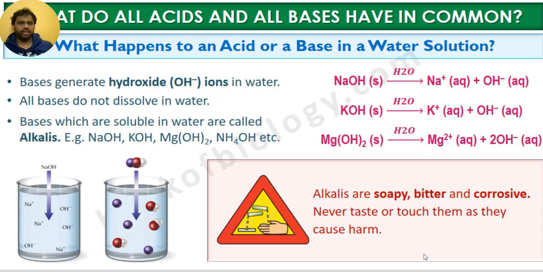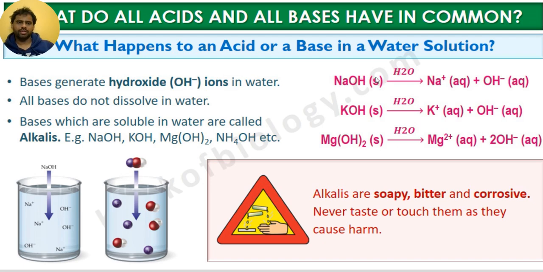Okay, so what happens to an acid or base in water solution? Bases, what will bases generate? Bases will generate hydroxide, OH negative ions in water. All bases do not dissolve in water. Bases which are soluble in water are called alkalis. NaOH, KOH, Mg(OH)2, NH4OH, etc. Alkalis are soapy, bitter, and corrosive. Never taste or touch them as they may cause harm.